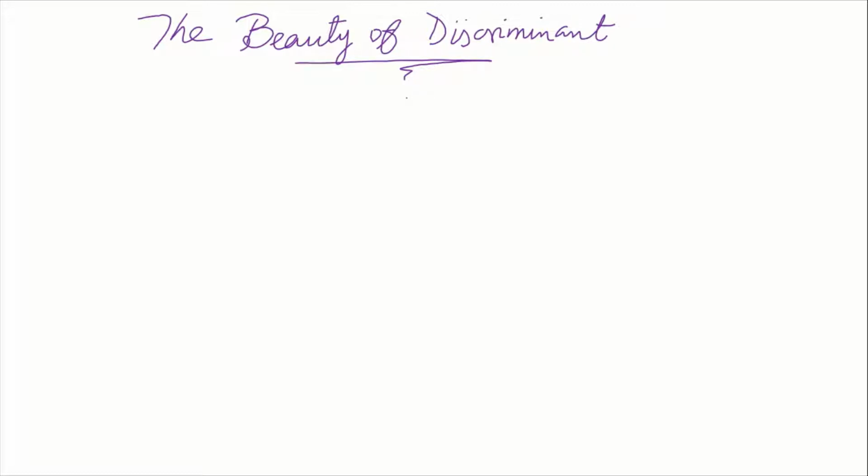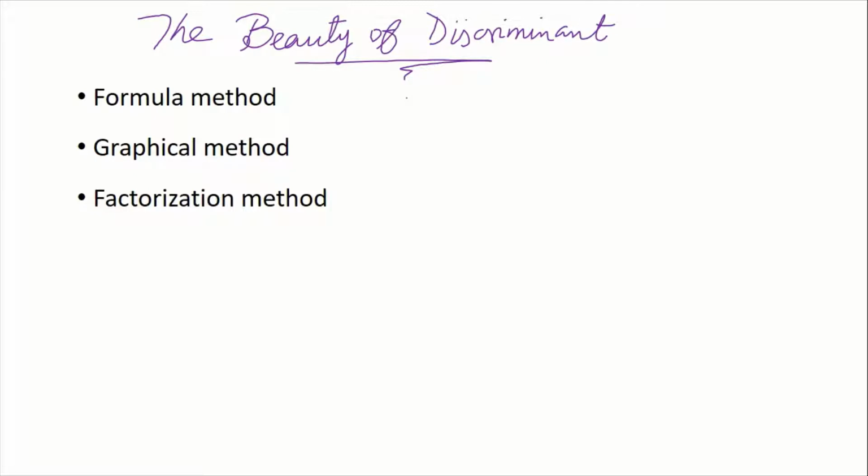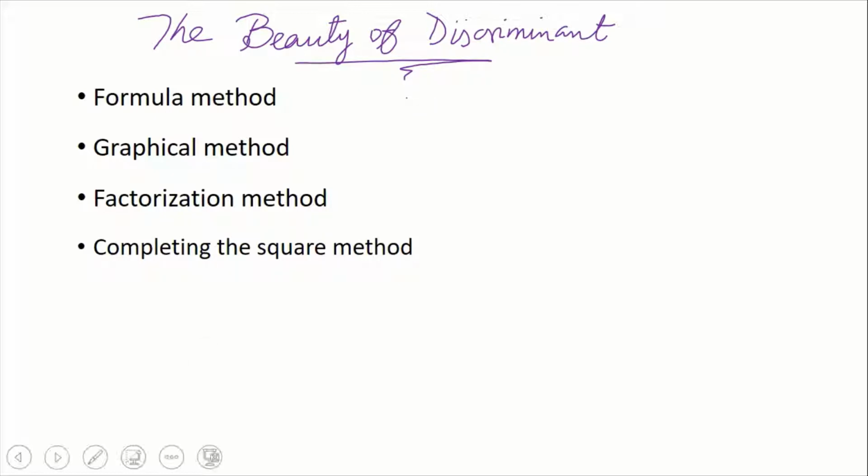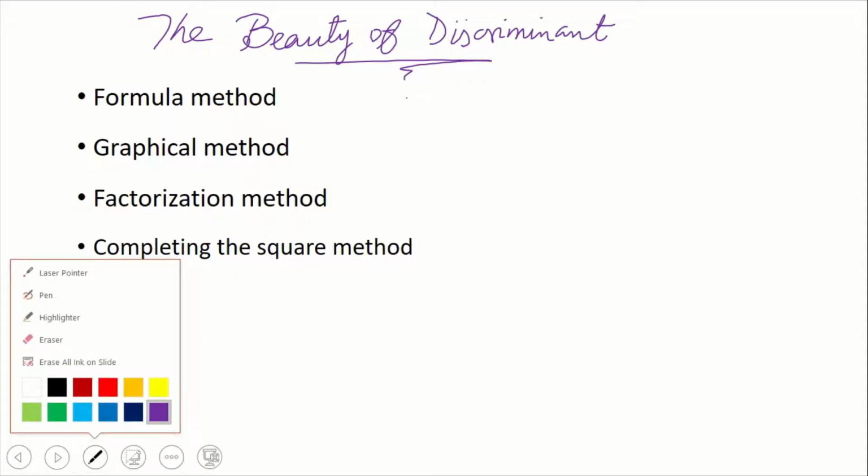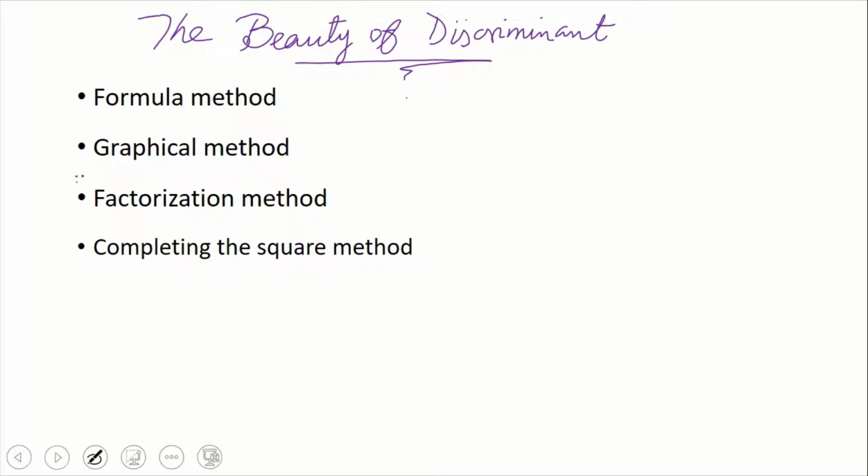Of course, you should know that there are four methods of solving quadratic equation. That is the formula method. You can solve by graphical method, by factorization method, and the completing the squared method. Now, for those of you that are familiar with quadratic equation, you agree with me that one of the fastest and easiest methods of solving a quadratic equation is by factorization method.